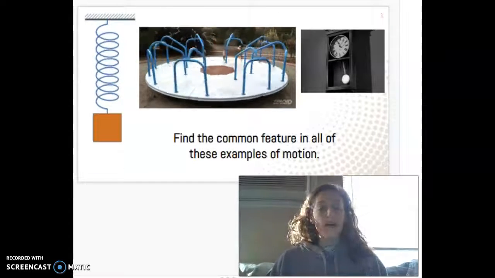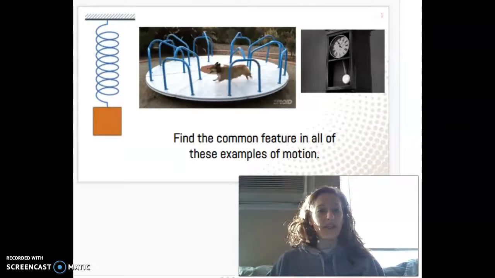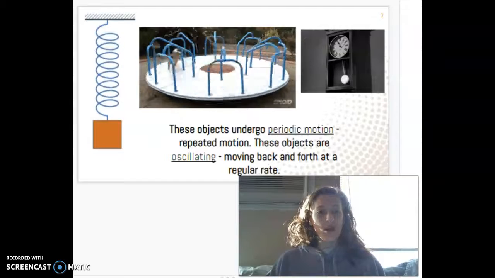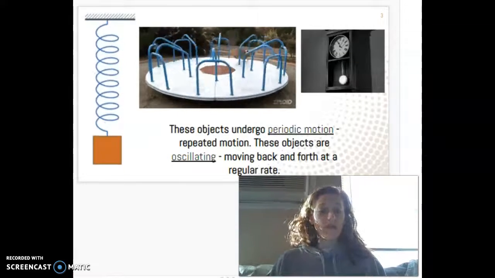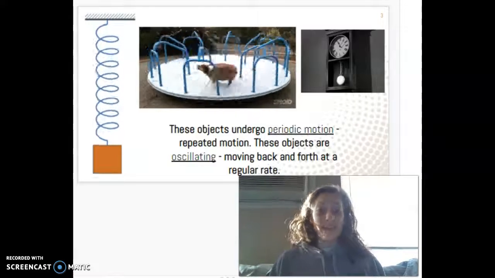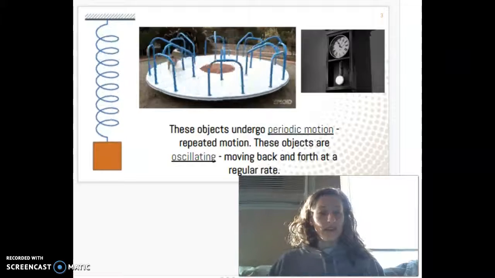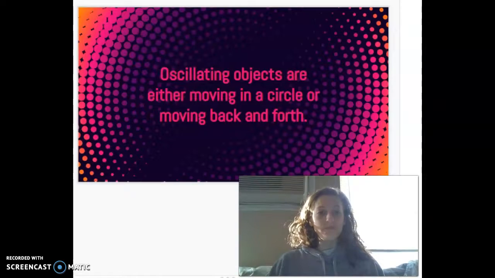So take a moment, find the common feature in all of these examples of motion that I have on the screen here. So these objects are undergoing what we call periodic motion, so a repeated motion. And that is what waves do. They undergo repeated or periodic motion. We would say that these objects are oscillating, moving back and forth at a regular rate. Oscillating objects are either moving in a circle or moving back and forth.